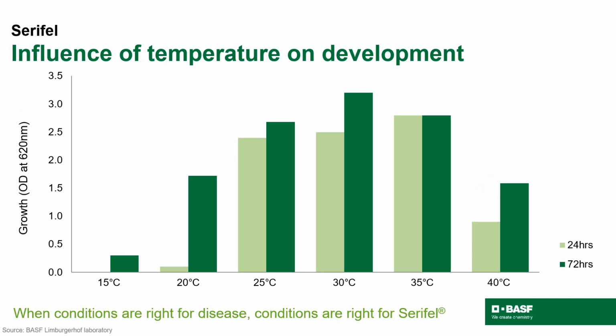If we take a closer look at effects on temperature, this graph shows the growth of Serifel as the temperature increases from 15 degrees Celsius to 40 degrees Celsius. The optimal temperature for bacteria multiplication is between 25 and 35 degrees, as you can see here, where we should see the most growth, which is also optimal temperatures for most pathogens to grow. Therefore, your biological fungicide works best when conditions are conducive to their growth and the pathogen's growth. So they grow more as those pathogens are growing more.